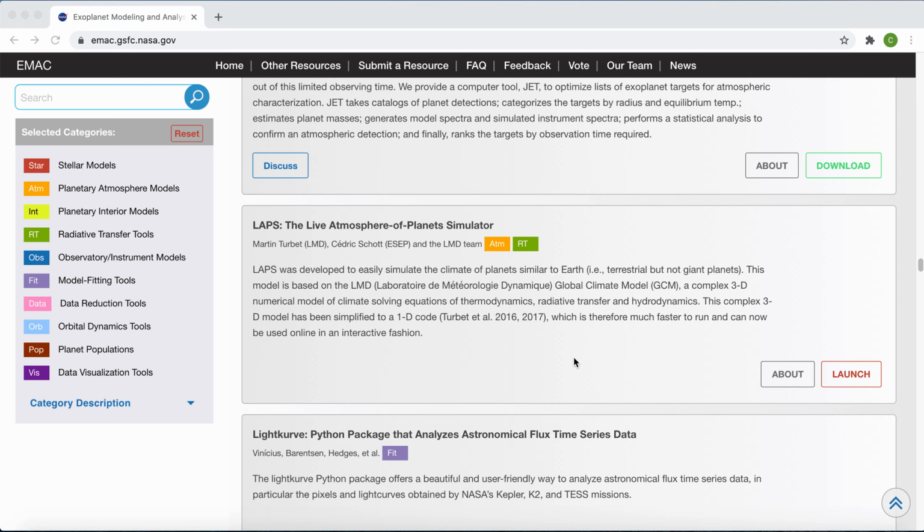Today we're going to be focusing on the Live Atmosphere of Planets Simulator, also known as LAPS. So go ahead and navigate to the EMAC website and scroll down to find the LAPS tool. Before we launch off into the website tool, we're going to go ahead and click on the About tab just to learn a little bit more about LAPS.